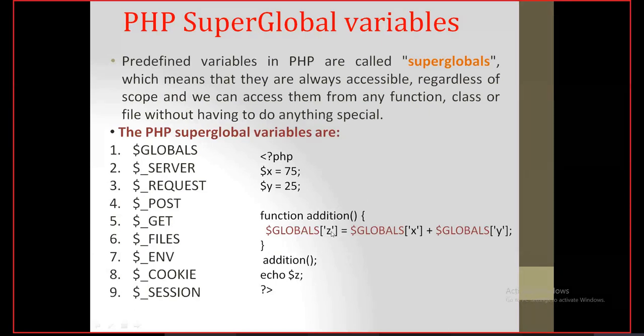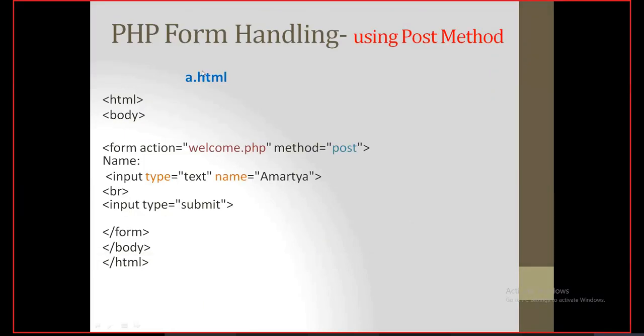So since that z was created as a global variable, we are able to access it outside the function in which it was created, and we are able to see the output. I mean the value present in z, that will be 100, right? So this was one example. We'll see all of these super global variables as and when we encounter them. Fine. Okay. Based on this, we have our next part, form handling.